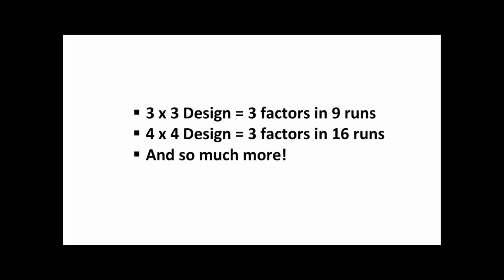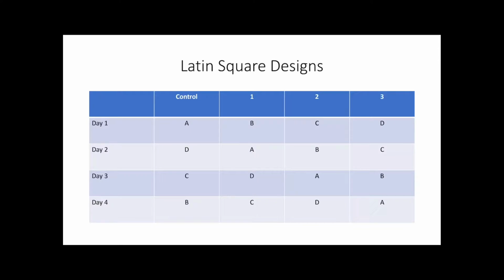So, how do you represent the data for Latin square designs? It's simple. You have your rows and you have your columns. Here, the columns are control 1, 2, and 3, and your rows are day 1, day 2, day 3, and day 4. Then you have your treatments and your factors of interest, and those are going to be represented by A, B, C, and D.